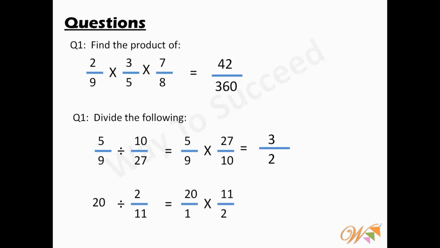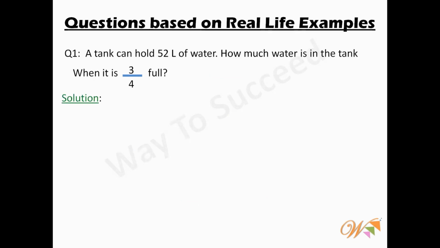The last one is 20 divided by 2 by 11. So we'll write 20 as 20 by 1, and then change division to multiplication and reciprocate the divisor. So 2 by 11 becomes 11 by 2, and this gave me the answer 110 by 1, which is 110.